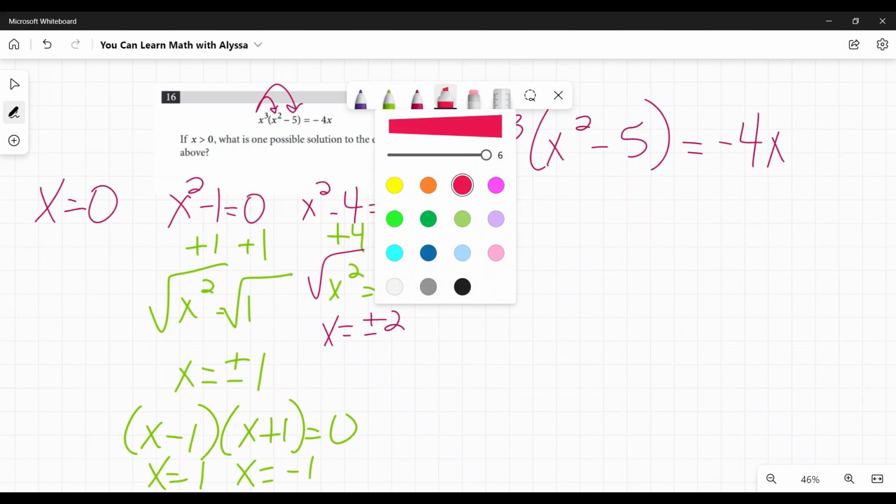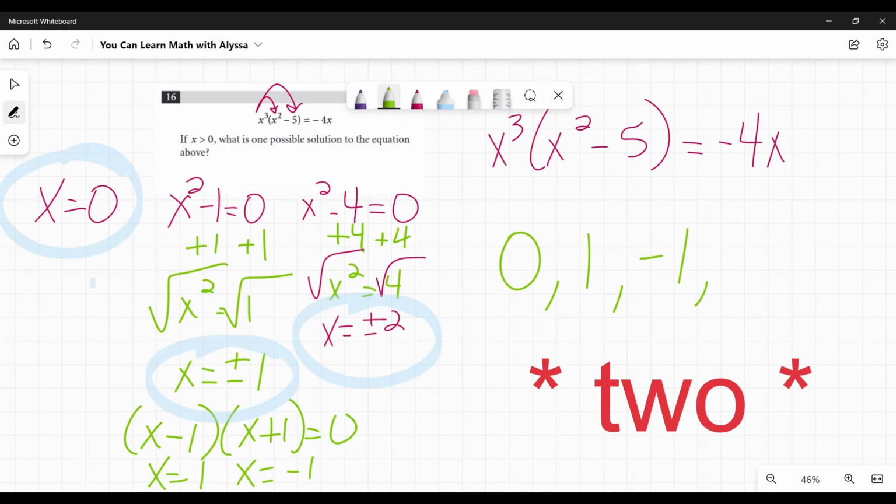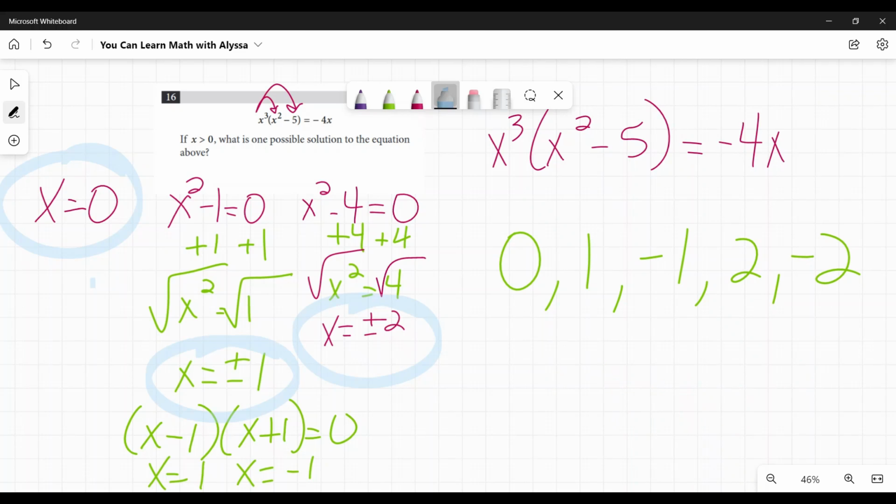So what are my answers here? I've got x equals 0, x equals plus or minus 1, and x equals plus or minus 2. What does the question say? If x is greater than 0. So my three possible solutions, greater than 0, that one's out, that one's out, that one's out. 1 or 2, either of those will work. You can answer either one.